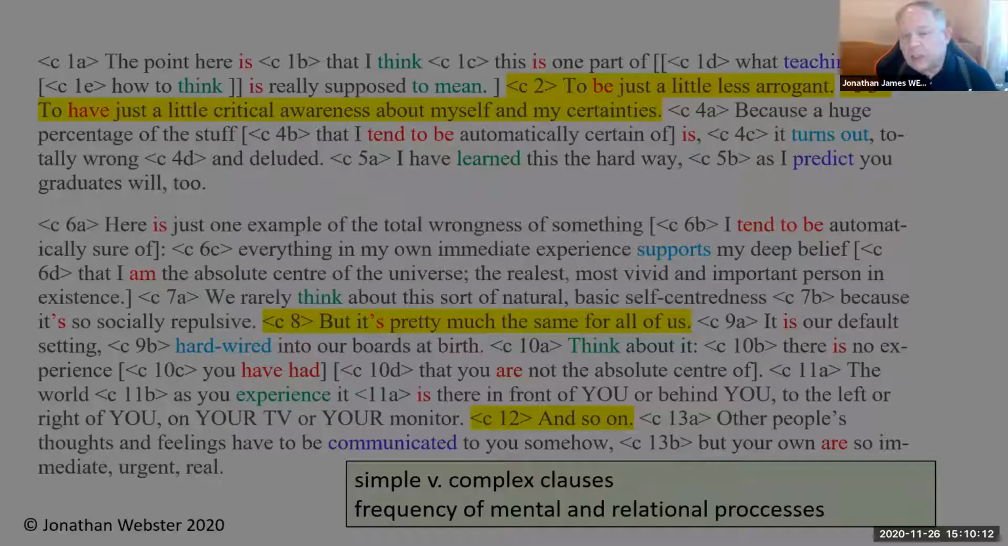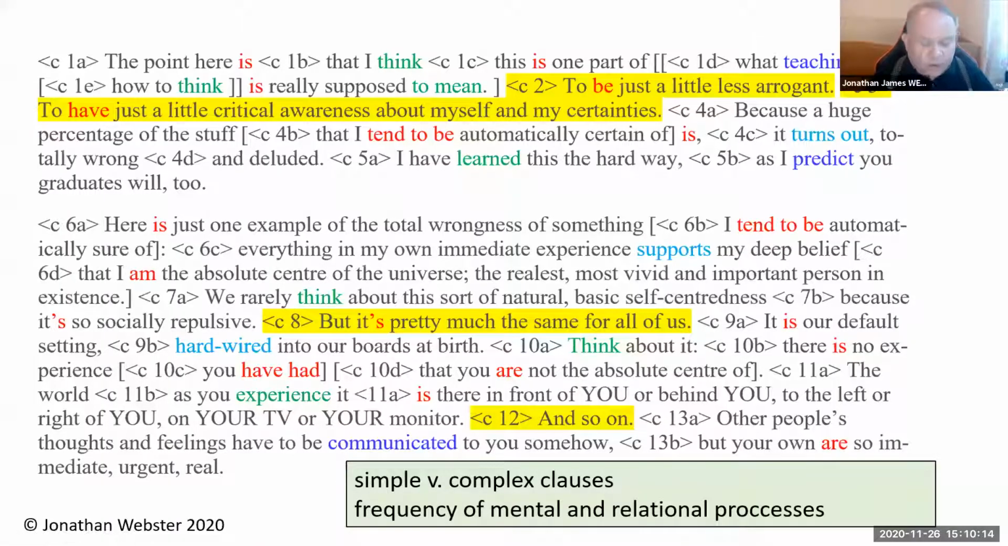Okay, let's take a look at a part of the address. One of the things I've highlighted here, if we take a look at the verbs that are used here, we see a lot about thinking and a lot of relational processes mentioned. We notice that I've highlighted in yellow those simple clauses, those that stand out.